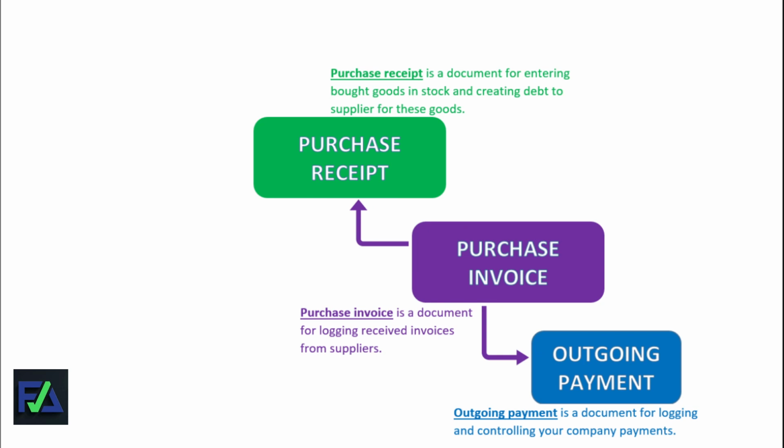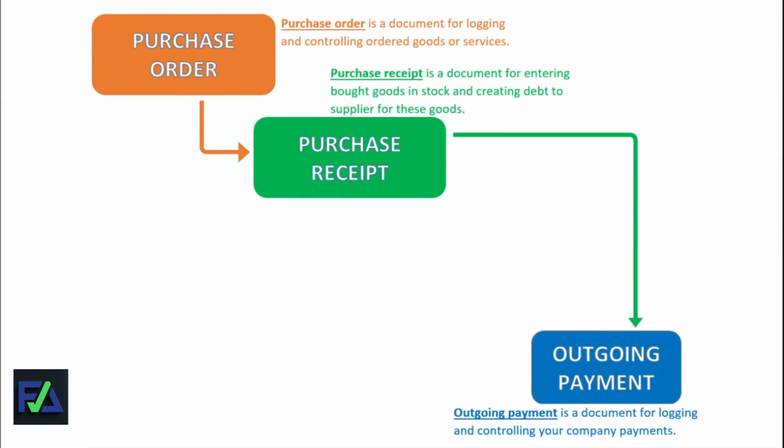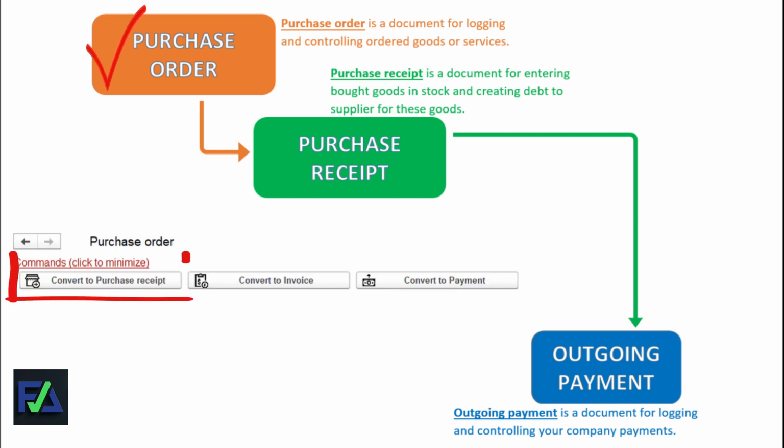You can also act in the reverse order, i.e., at first convert invoice to purchase receipt and then convert it to outgoing payment. It depends on the agreement with the supplier and on the company business process. In the same way, you can record the interaction with the supplier using the scheme Order, Goods Receiving, Payment. Convert the purchase order to purchase receipt.